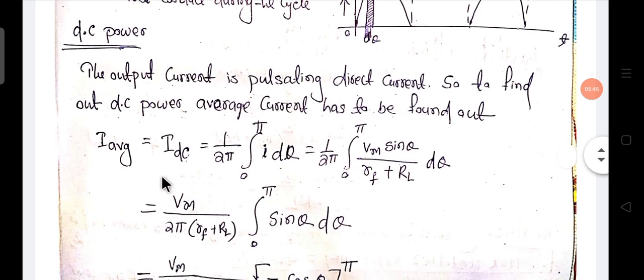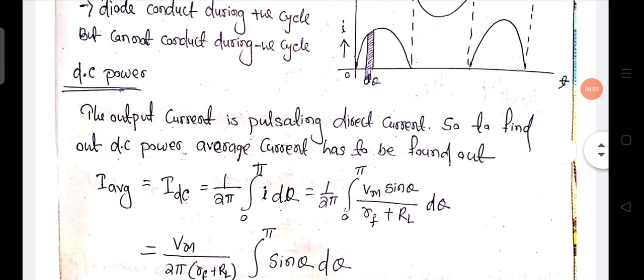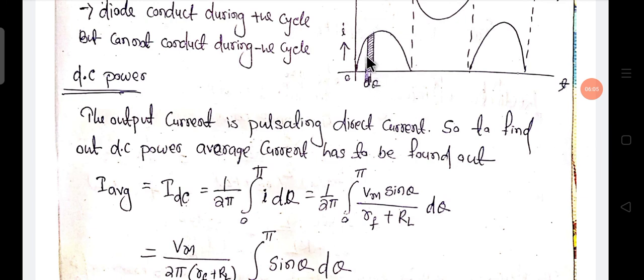So calculating the average current, Iavg equal to Idc equal to 1 by 2 pi, integration from 0 to pi of i d theta. Here we integrate over each small instant, since the current is pulsating, and we get the average current by using integration.